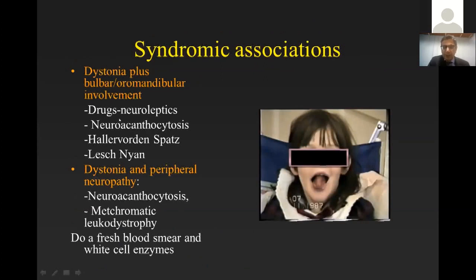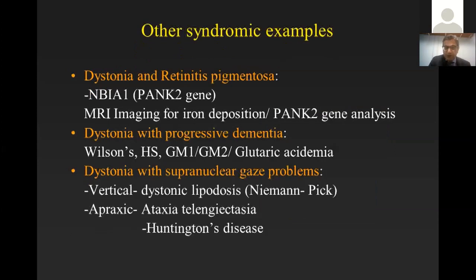So if you get, for example, dystonia with a lot of bulbar and oromandibular involvement, as in this particular child, then drugs such as neuroleptics, neuroacanthocytosis, brain iron accumulation disorders, Lesch-Nyhan, these become more relevant. If you have dystonia and peripheral neuropathy, neuroacanthocytosis, metachromatic leukodystrophy, these become more relevant. I showed you we have so many different causes of dystonia, and that's why it's so important to narrow down the differential by making the syndrome and then thinking about the main etiologies which may cause that particular syndrome.